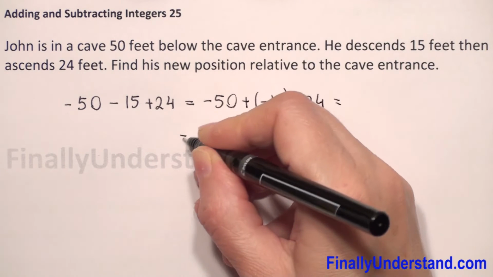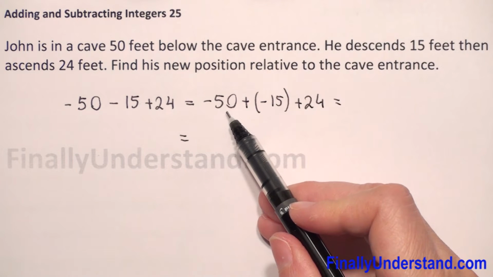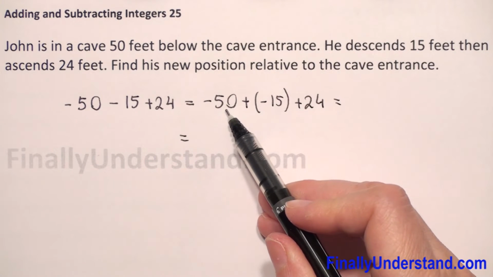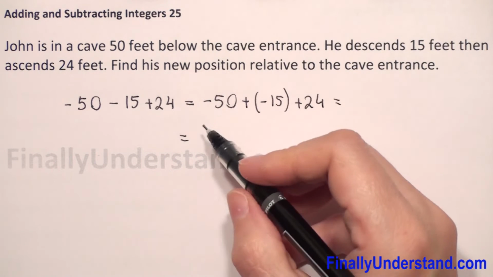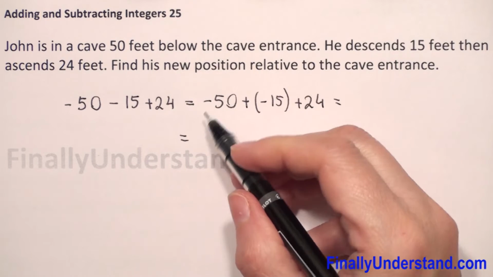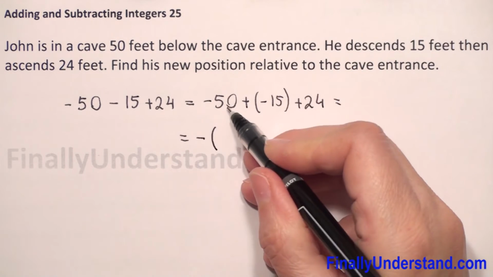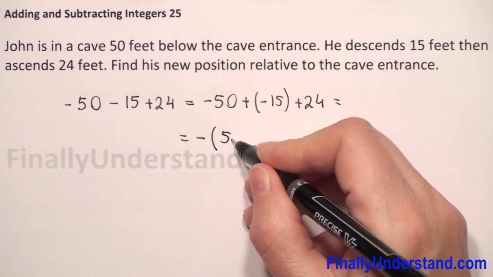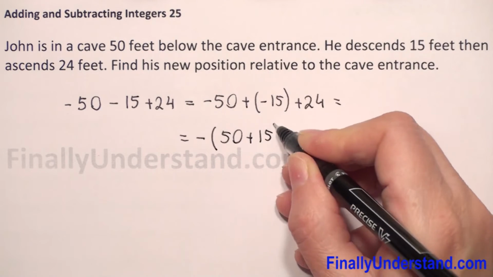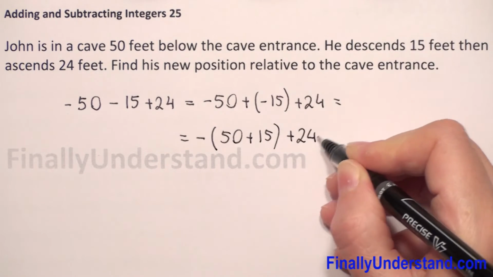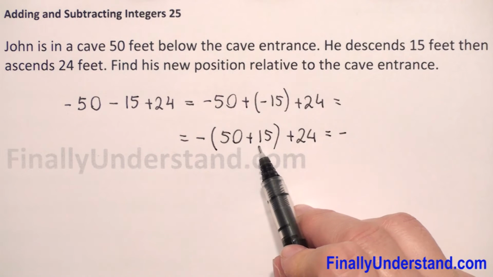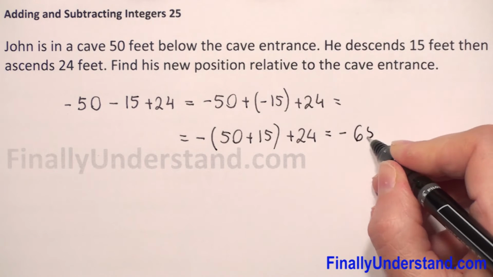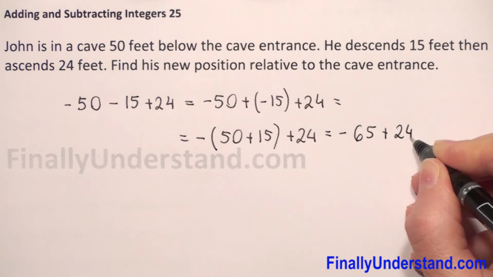So this is equal. We remember that when we have to add two integers with the same signs, we just copy the sign as negative and we add these two integers. We have 50 plus 15 plus 24 we rewrite. Negative sign we rewrite. 50 plus 15 is 65 plus 24.